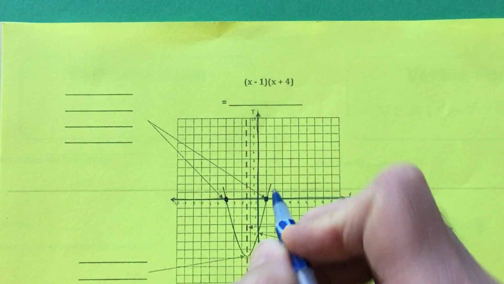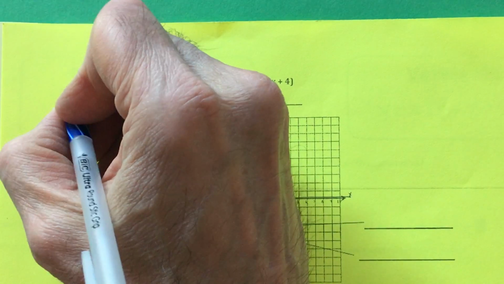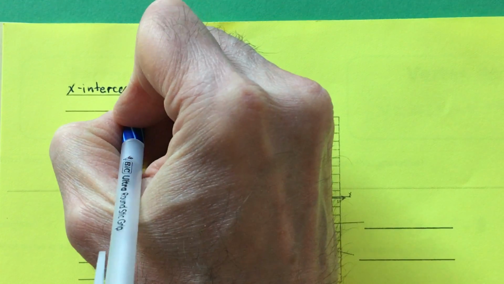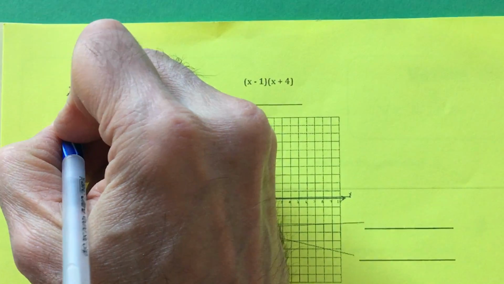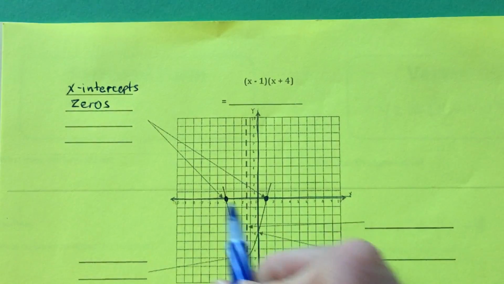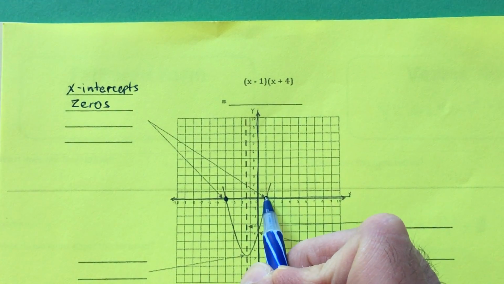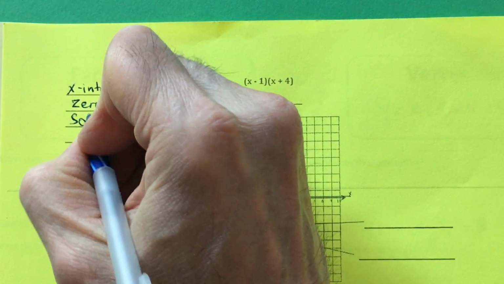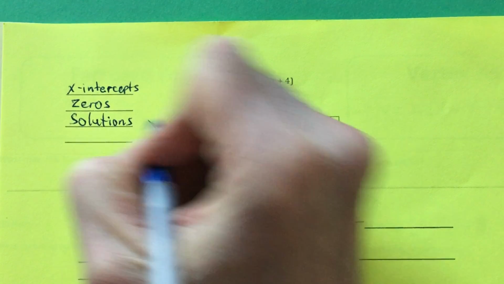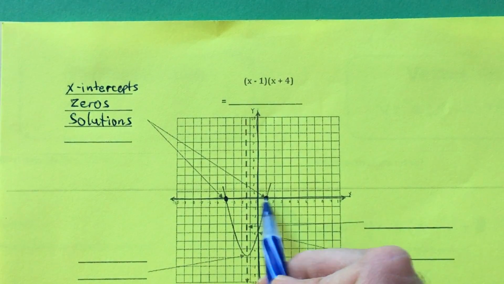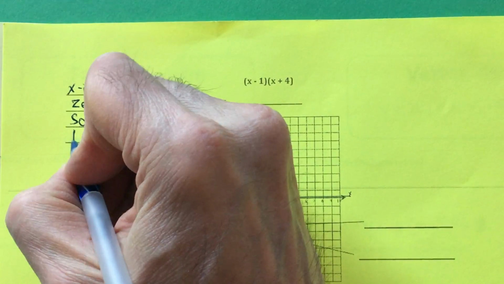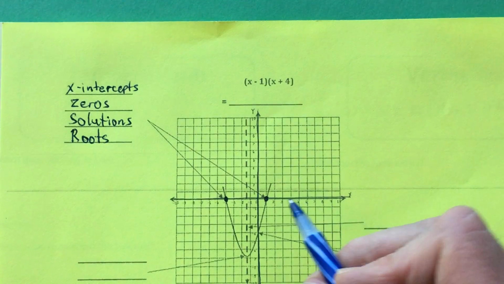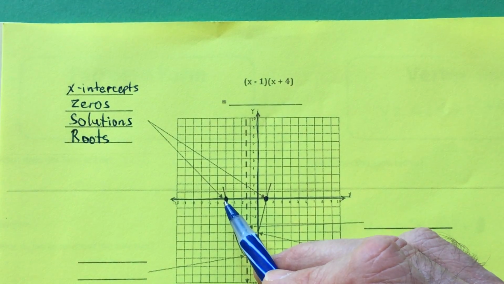These 2 points have 4 different names. One is the x-intercept. Another one is called the zeros, because that's when the y value is 0. It's also called the solution. They're the solutions to the equation, and they're also known as the roots. These 4 words are used to say the same thing, but in different situations.